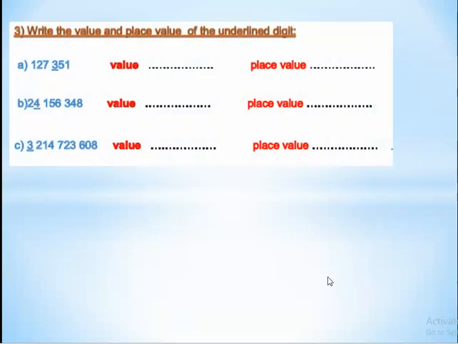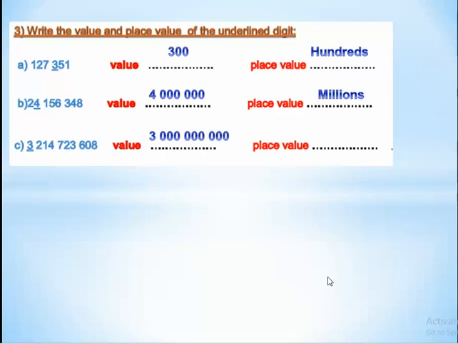Write the value and the place value of the underlined digit. Here, 127,351: the underlined digit is 3, so the value is 300 and the place value is hundreds. 24,156,348: the value of 4 is 4 million, and the place value we write in letters: millions. 214,723,608: the value is 3 billion, and the place value is billions.